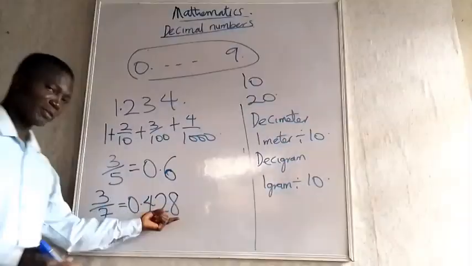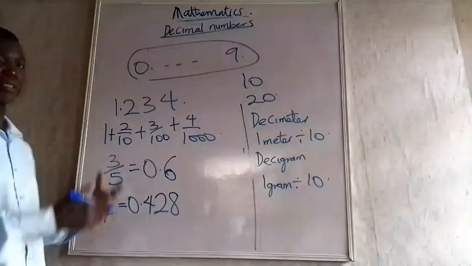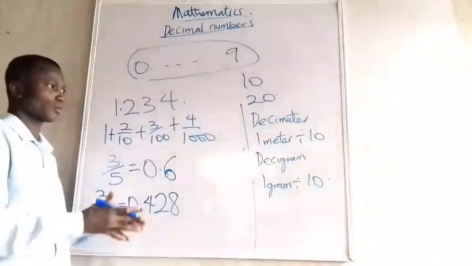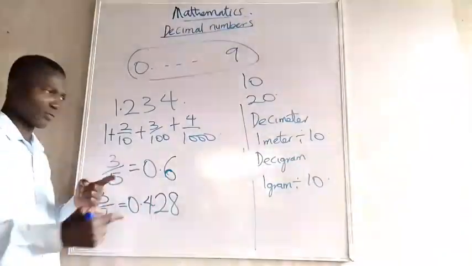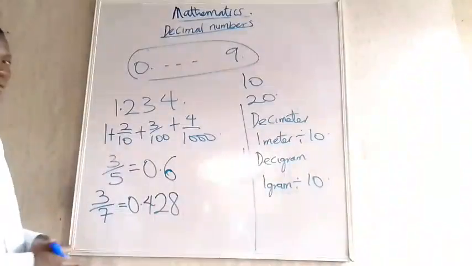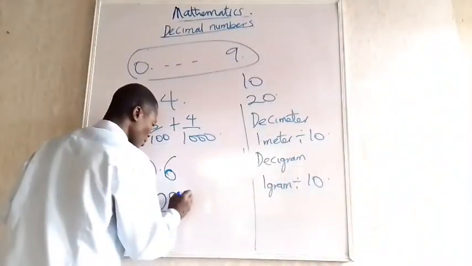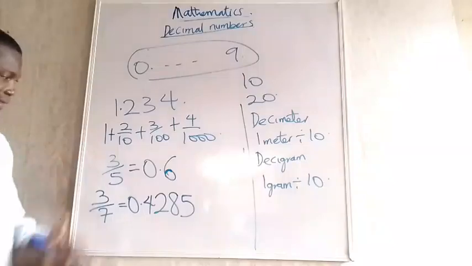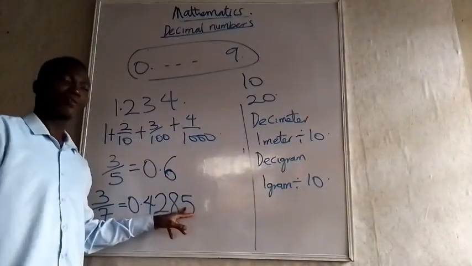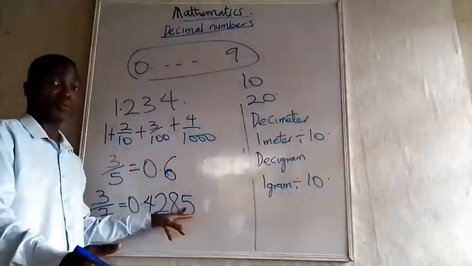7 times 8, 56. What do I have? 56 in 60, it will give me 4. Now I put another 0 behind that 4. I'm going to have 40. 7 in 40, I have 5. 5 times 7, 35. 35 from 40, I have 5.